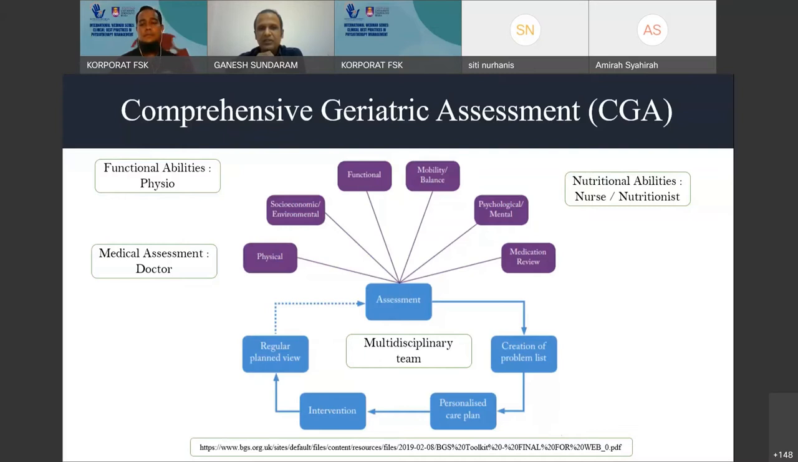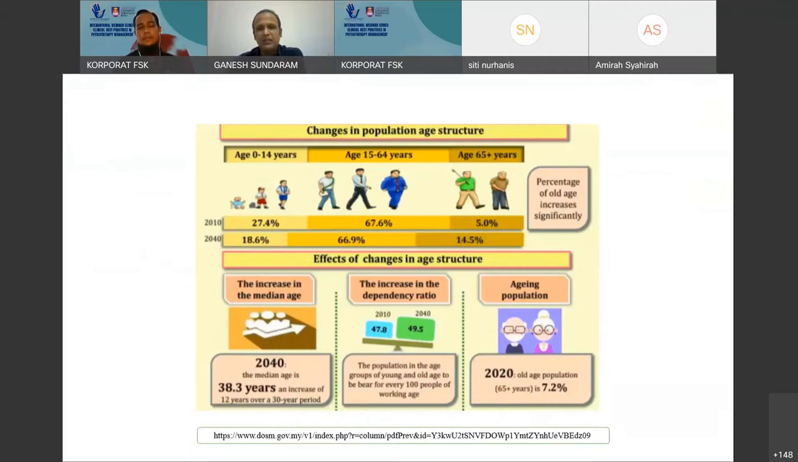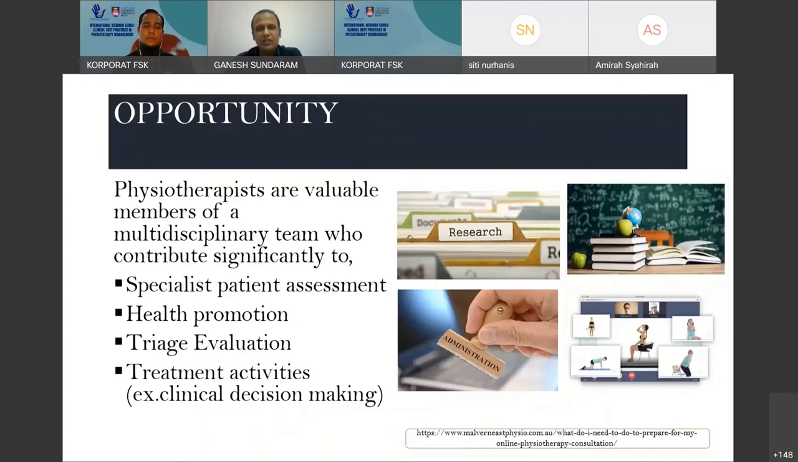In Malaysia, in 2010, the population aged 65 plus years is 5%, and in 2040 it is expected to be 14.5%. So it is increasing highly. We should use this as an opportunity. You cannot say, no, this is very difficult for me, I cannot handle a geriatric patient, I'm comfortable working with the younger population. No, physiotherapists are valuable members of a multidisciplinary team who contribute to specialist patient assessment, health promotion, triage evaluation, and treatment activity. Let me not get too detailed into triage.